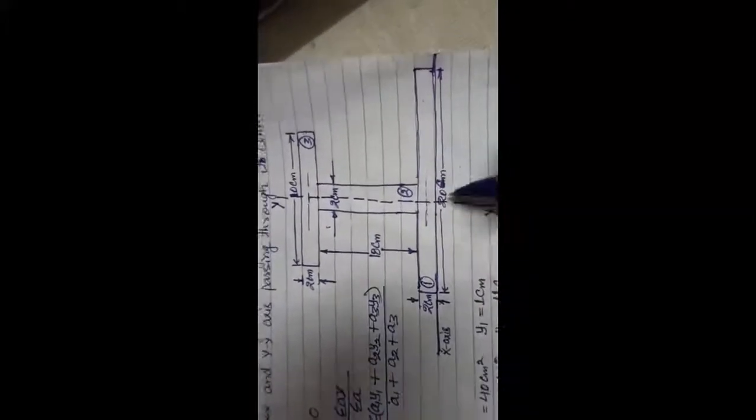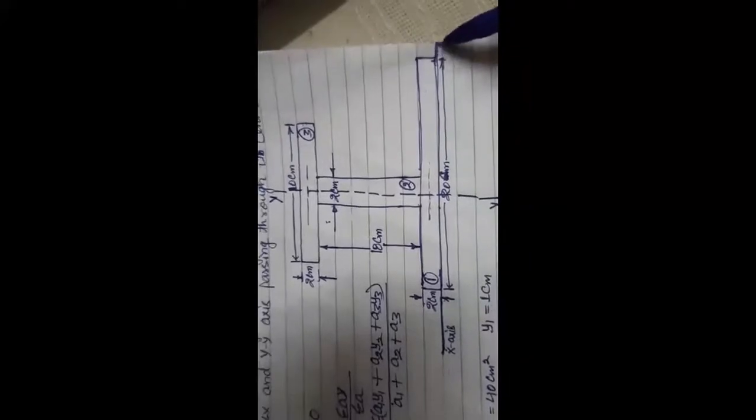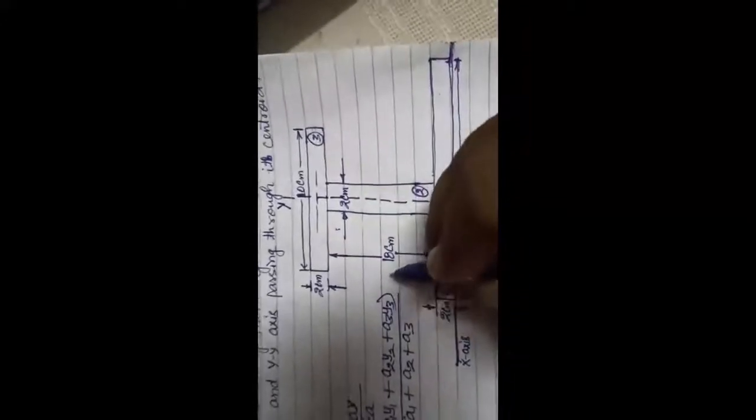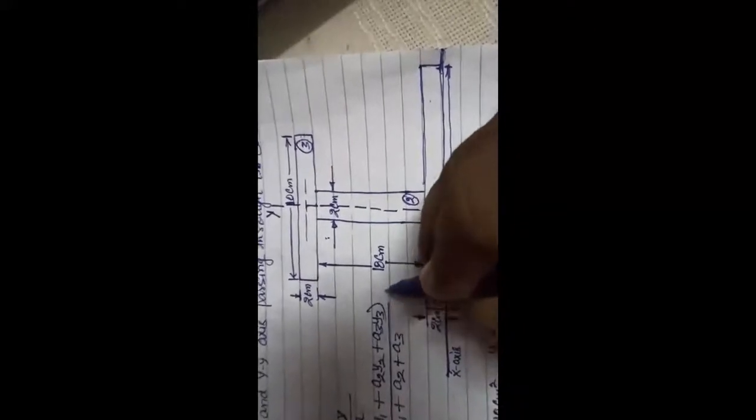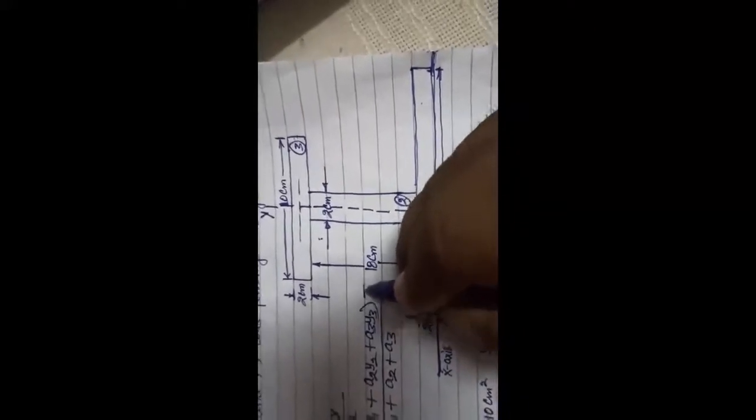So this 856 divided by 96 is equal to 8.916. So this is the centroid of this I section, which is at 8.916 from here. So this will lie somewhere here.